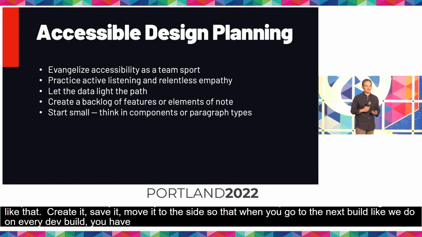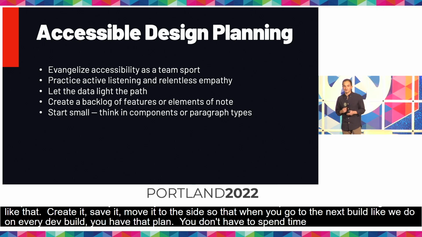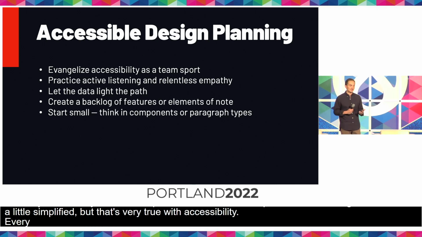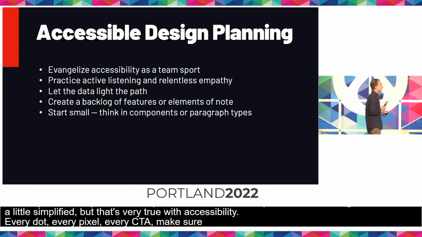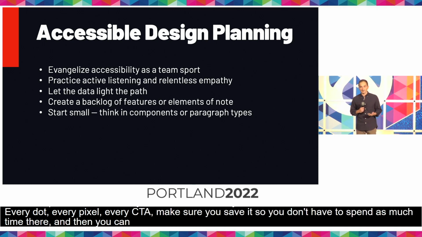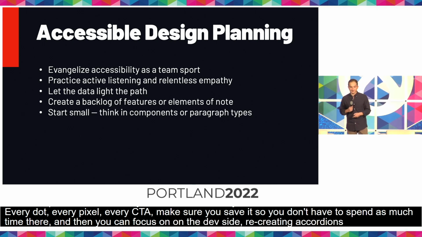I know that sounds a little simplified, but that is very true with accessibility more so than most. Every dot, every pixel, every CTA, make sure you save it so you don't have to spend as much time there. And then you can focus on where you'll drive the most value on the dev side, recreating accordions that might not be totally compliant. Or again, focusing on specific user types.